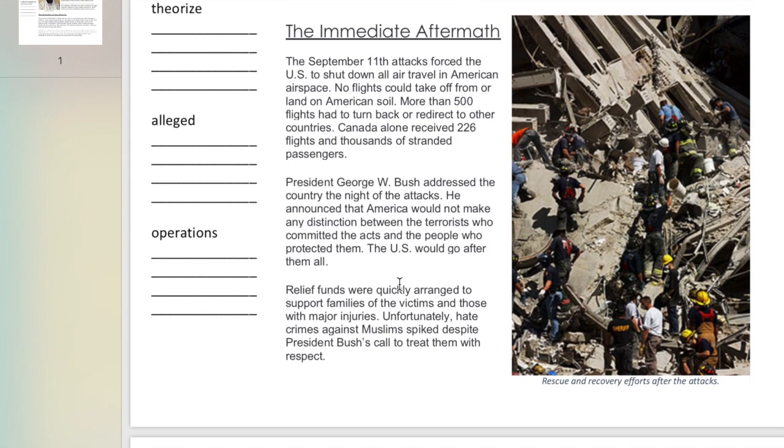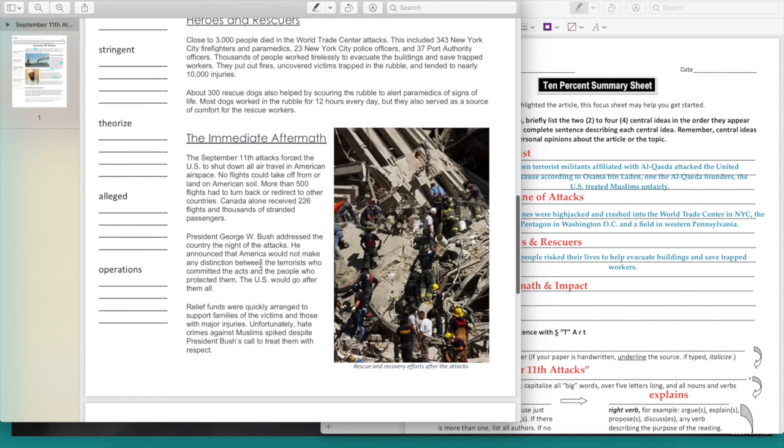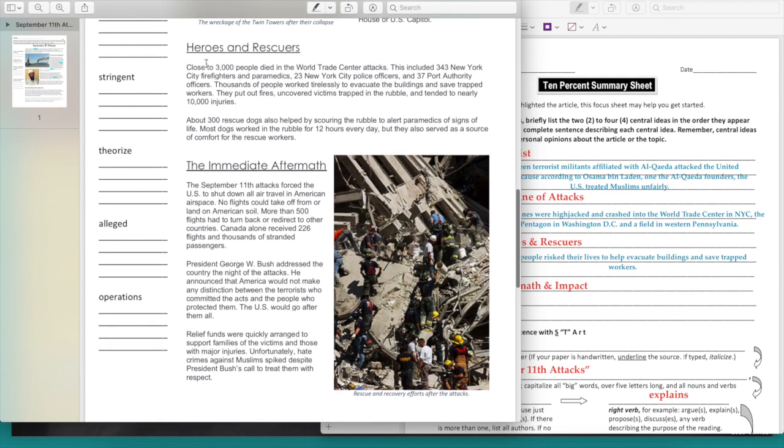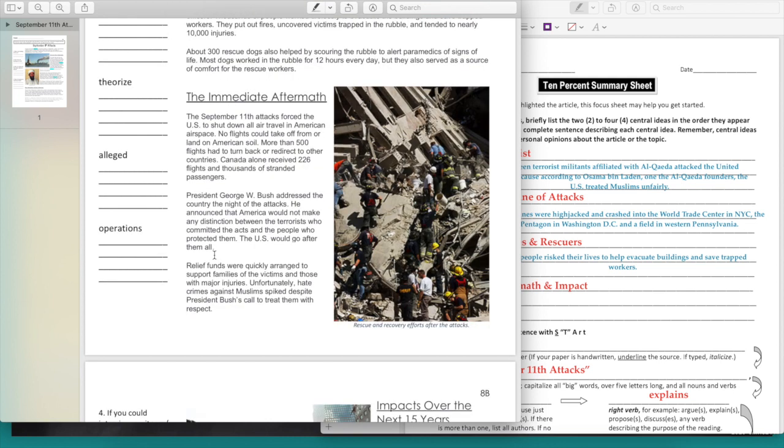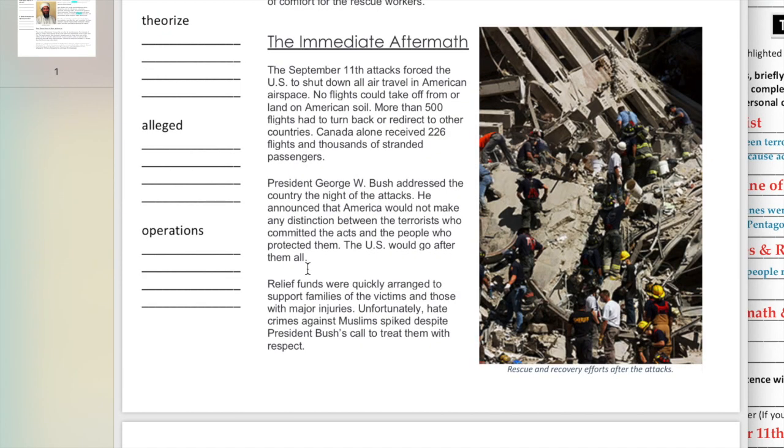So looking at the immediate aftermath, we know that, again, 3,000 people died in the World Trade Center attacks. The September 11th attacks forced the U.S. to shut down. We had a lot of people that were stranded in foreign countries. President Bush addressed the country and said he would go after all of them. He didn't care if they were the actual terrorists or the people that protected them. He was going after everybody. And then there were relief funds that were arranged to help families.